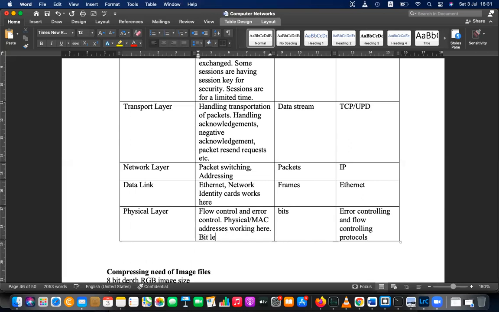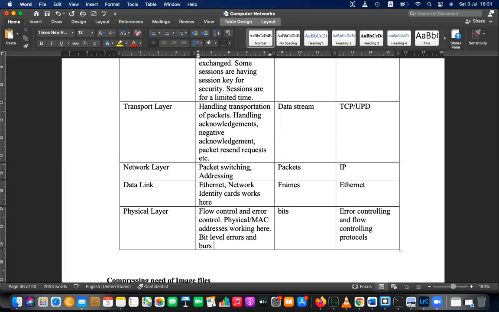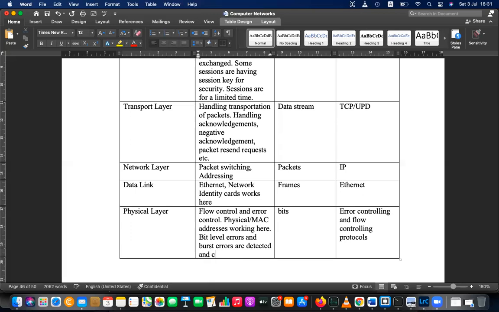Bit level errors and burst errors are detected and corrected for resends. Mostly it's resends, right? Because correction is difficult and will take time. So if data is damaged, you have to discard the packet and resend it. That is the easiest way.